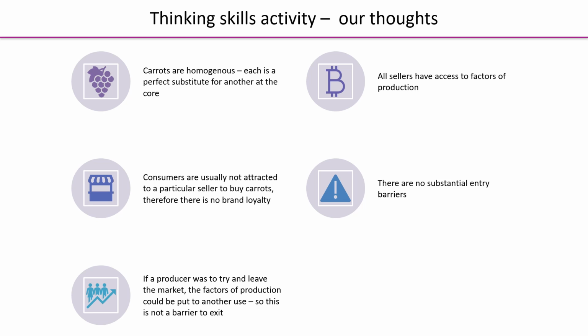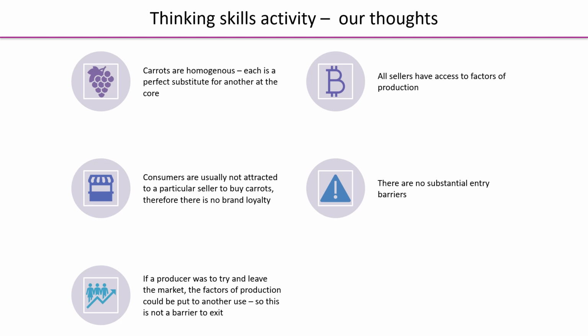Here are our thoughts about the carrot market and why it fits with perfect competition. First of all, carrots are homogeneous, so each one is a perfect substitute for another. There's very little to choose between carrots from one grower or another. Secondly, all the sellers or all the growers have access to factors of production. So they can all get the seeds, they've all got equal access to the sunlight, the rain and so on. In the case of carrots and many other agricultural products, consumers don't generally have any brand loyalty to one particular seller or one particular brand. It's not a product that tends to be branded.